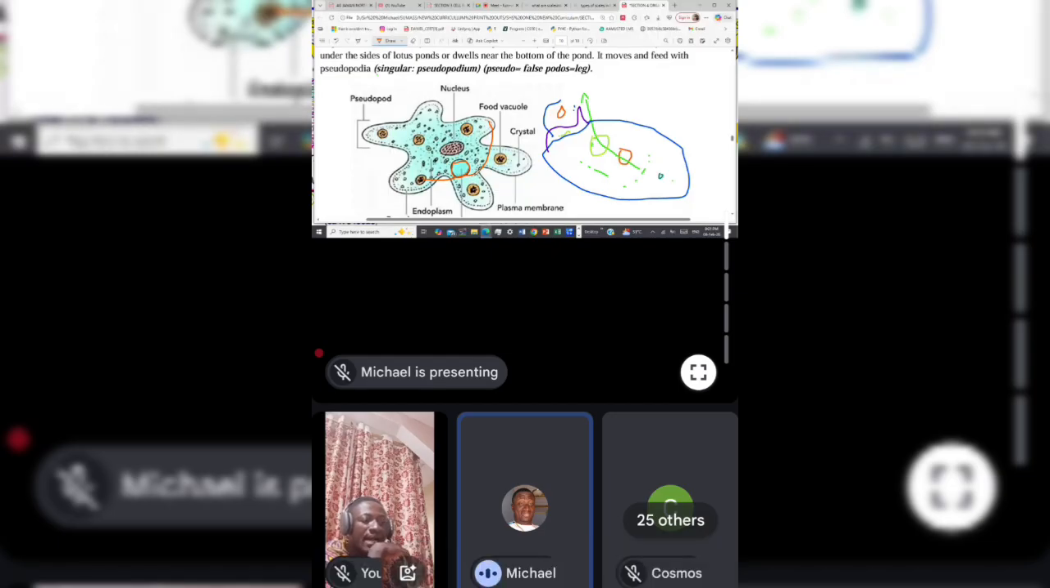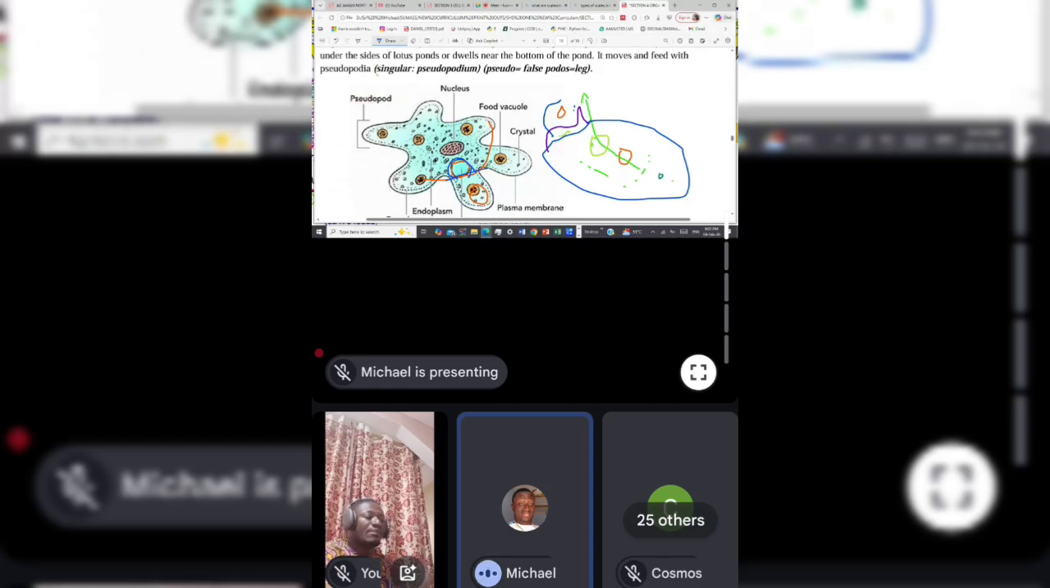Now let me change the color so that you can see it better. What happens is that the cell membrane here will now withdraw, and here too. Then it will cover it outside. So what we have here as the contractile vacuole will now move out of the cell. Now it has come out of the body of the cell. Once it is out, the cell membrane will lengthen again like this. So now everything is done.